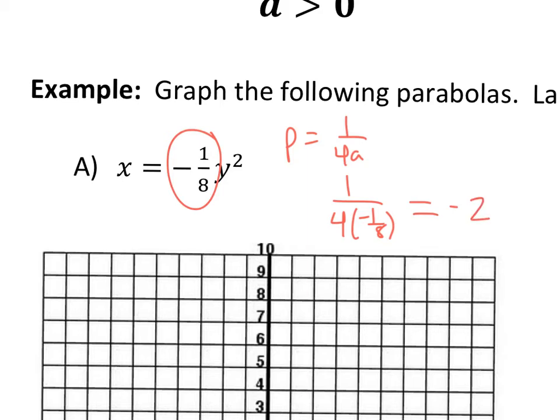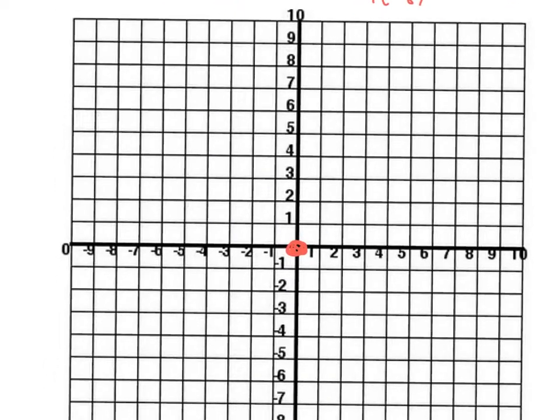Now, in vertical parabolas, a negative meant that the parabola went down. Because we're talking about left and right parabolas, the negative direction is left. So that tells you it's going to go left 2. So we go left 2, and remember that always tells us where our focus is. That means our directrix is the exact opposite, at right 2, and that is now a vertical line instead of a horizontal line.